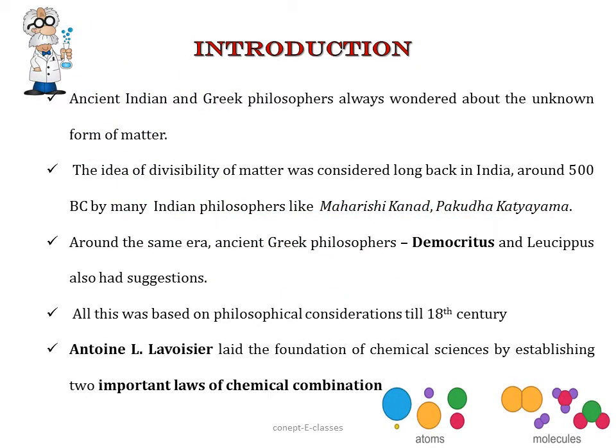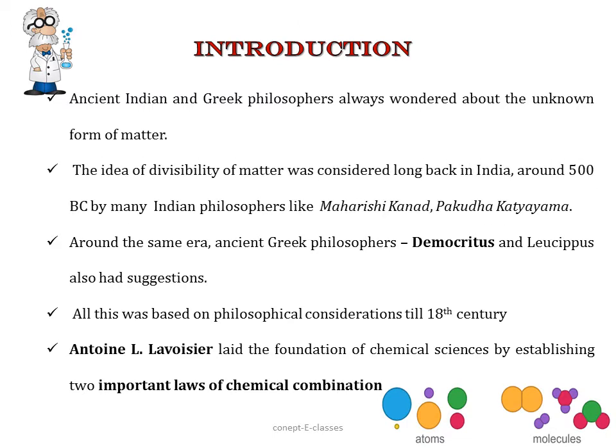So first let's see an introduction of atoms and molecules. How did these atoms come into being, who considered this and all. So in the previous chapters we understood that everything around us is made up of matter. What is matter? Anything that occupies space and has mass is termed as matter. So the ancient people, especially the Indian and Greek philosophers, always wondered what this matter was made up of, or how did matter form.